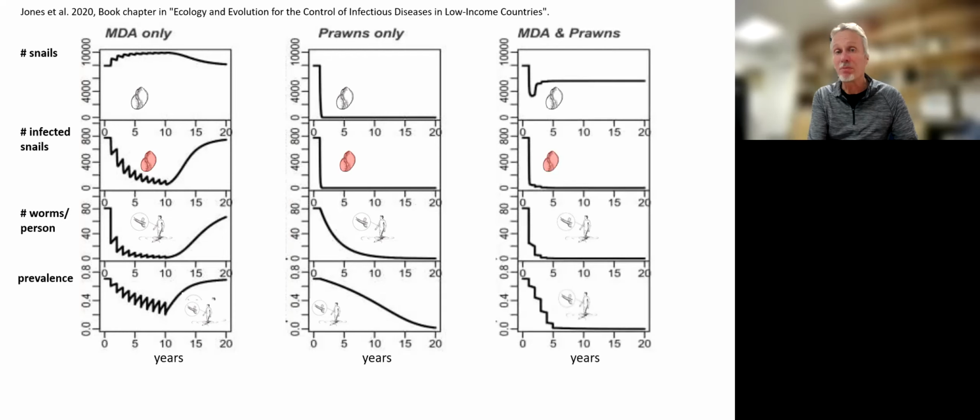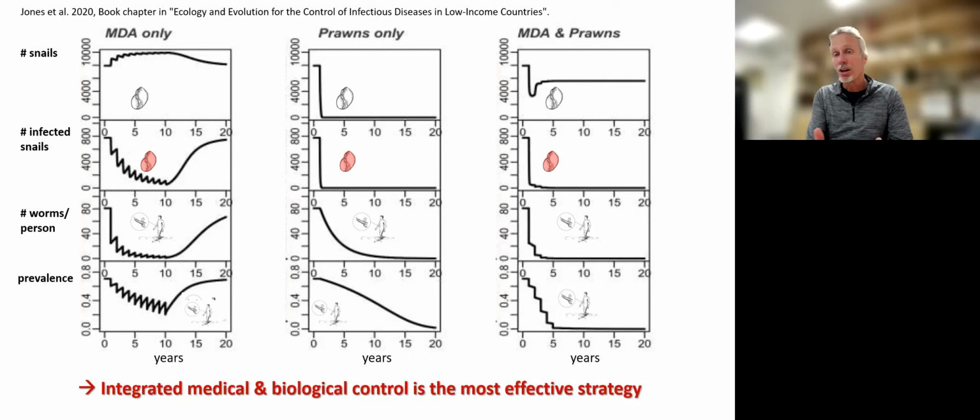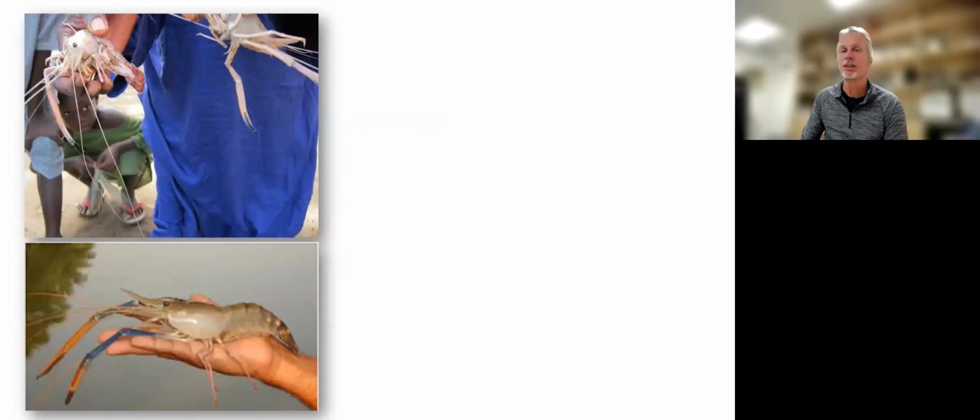If we complement mass drug administration with prawn intervention, then we can not only reduce the infected snails very quickly, but also, in a few years, potentially achieve elimination of schistosomiasis. So integrated medical and biological control is the most effective strategy for schistosomiasis. When I say integrated, we can use biological control, and of course we can still use molluscicide whenever that is relevant.